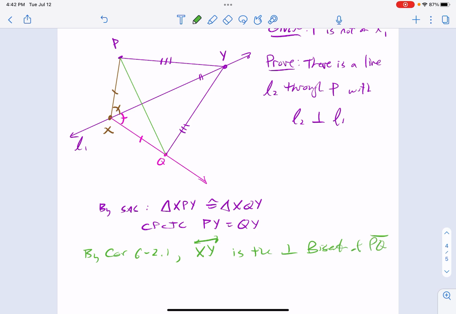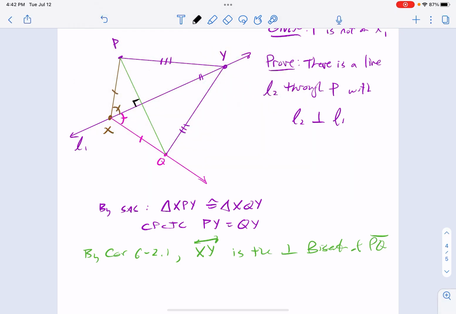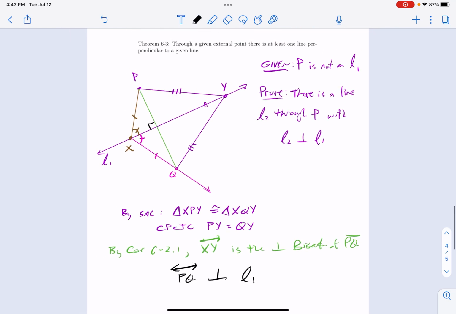Well, by definition, perpendicular bisectors are perpendicular. So I've got a perpendicular line right there, and this means that the line PQ, I haven't drawn the full line, but this line goes on forever, that line is perpendicular to the given line L1. And that's what we said we were going to prove. We said there is a line that goes through P that's perpendicular to that line.